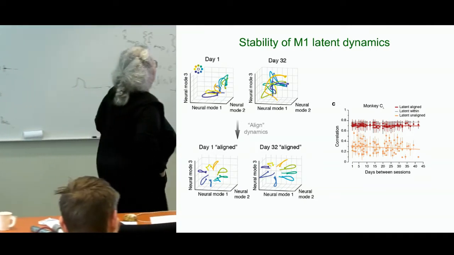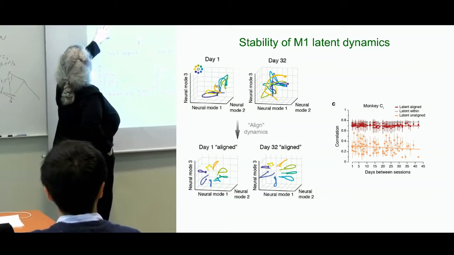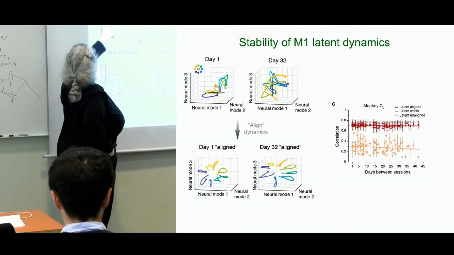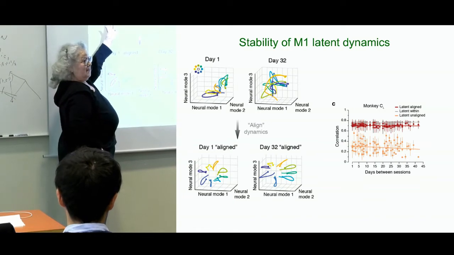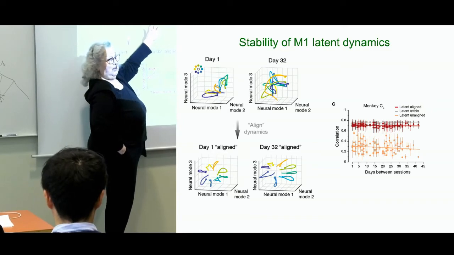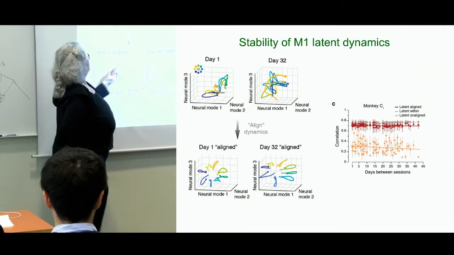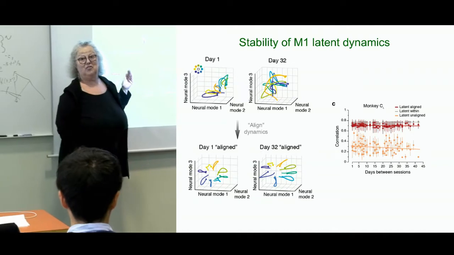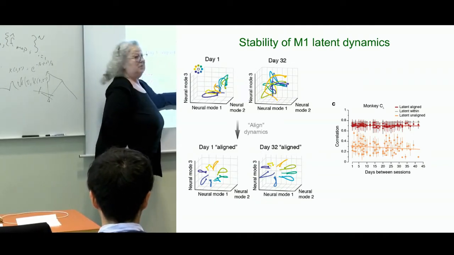So this is data for a monkey that we recorded over 45 days. This is data on day 1 and on day 32. This is just neural mode 1, neural mode 2, neural mode 3. So this is a reduction of the original data to its own three-dimensional subspace. This is a reduction of the original data in day 32 to its own three-dimensional subspace. And then we do a linear transformation of this space and a linear transformation of this space, with the goal of these linear transformations being to maximize the correlations in the dynamics. And this is what we get.